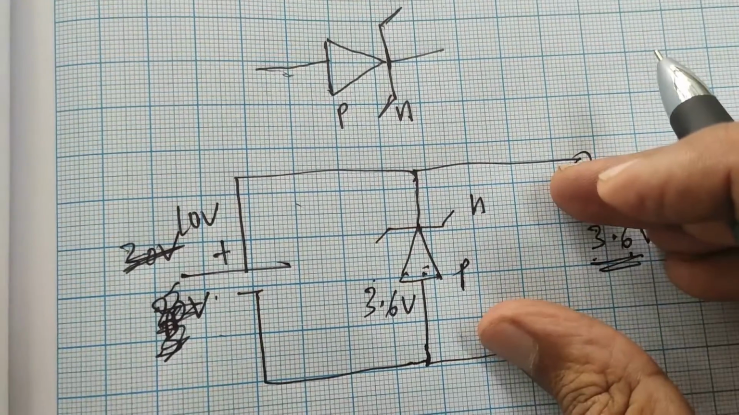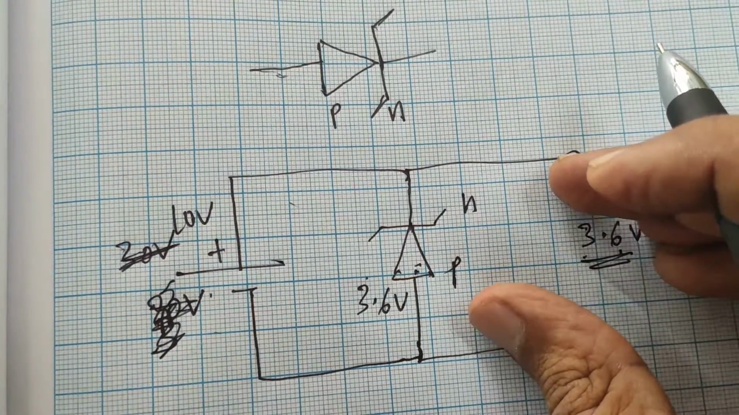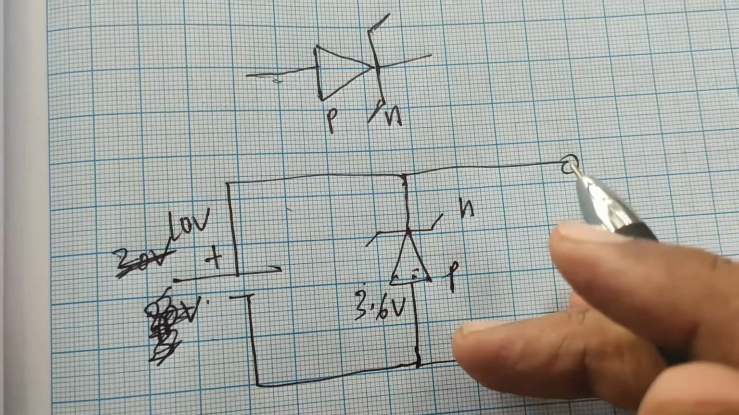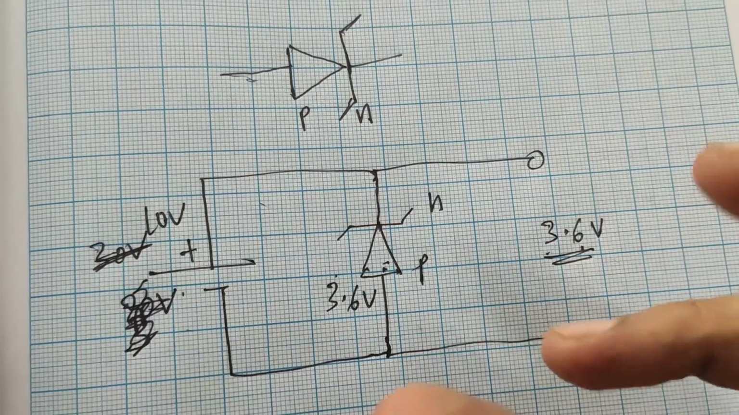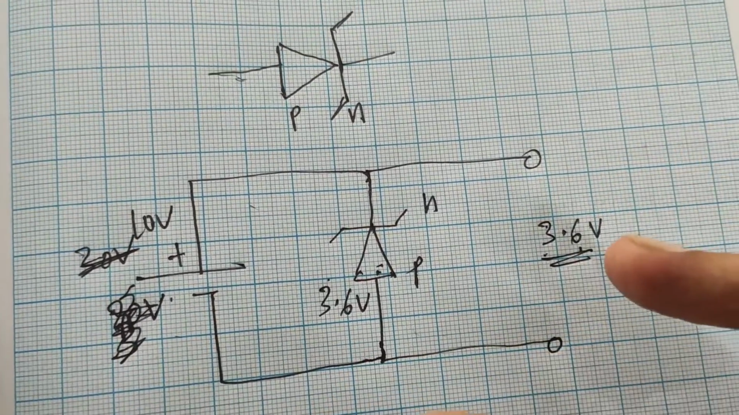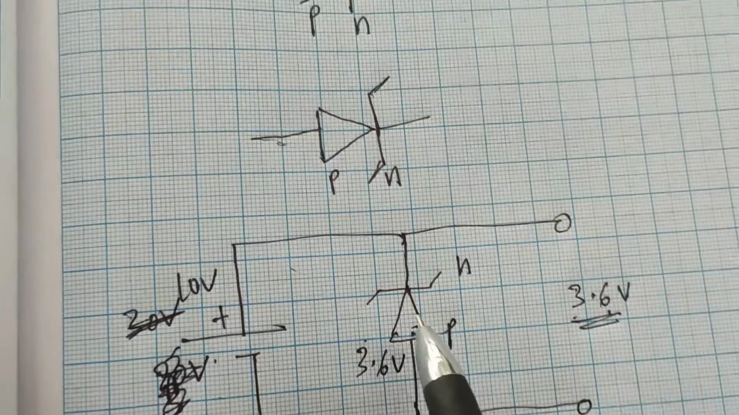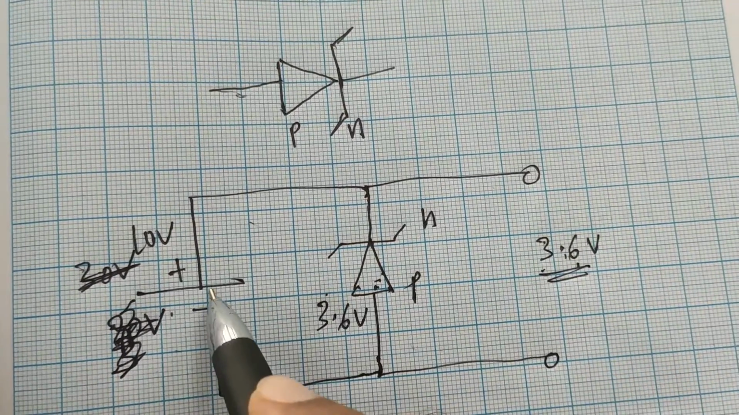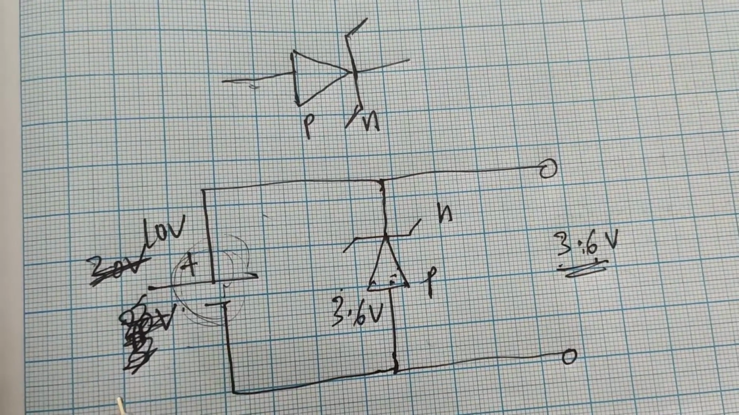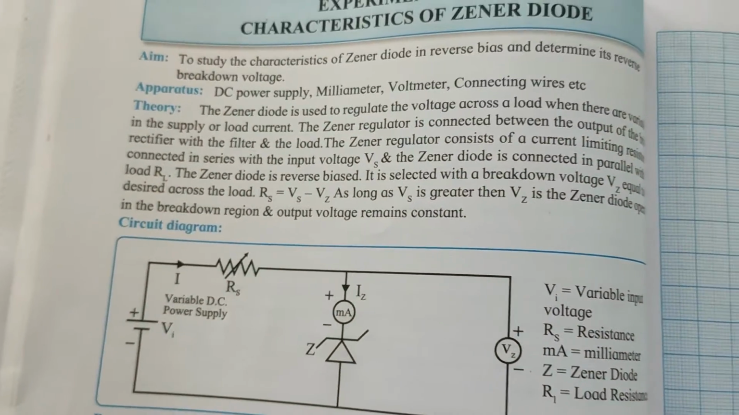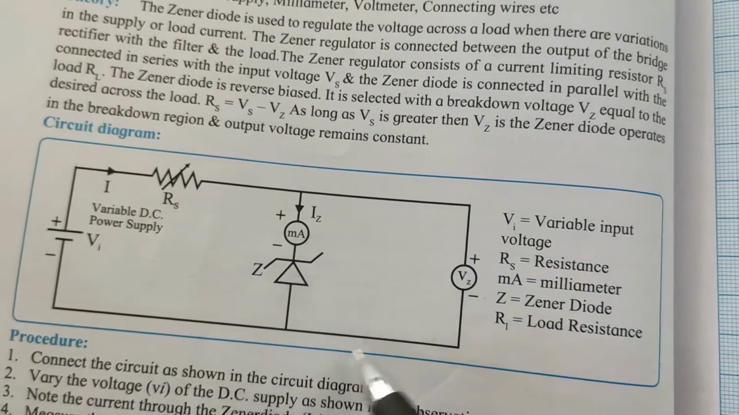So in villages where many times the voltage line fluctuates, there we generally use stabilizer, and that stabilizer will stabilize the voltage at a particular value even if the voltage here fluctuates. And this is what we'll be studying here today. In the experiment, we'll be seeing about the characteristics of Zener diode.